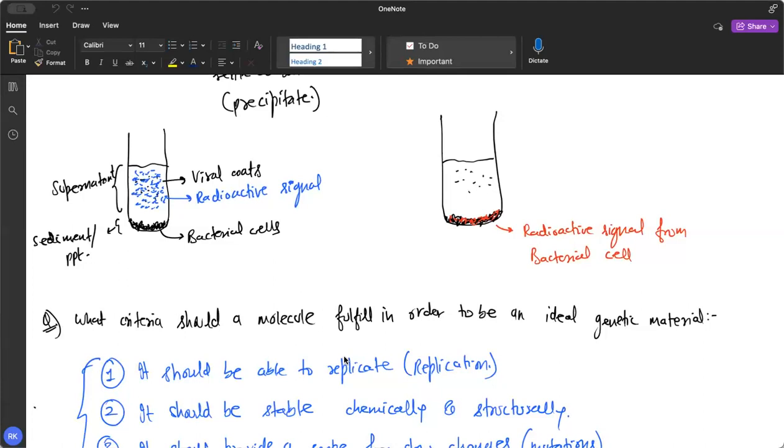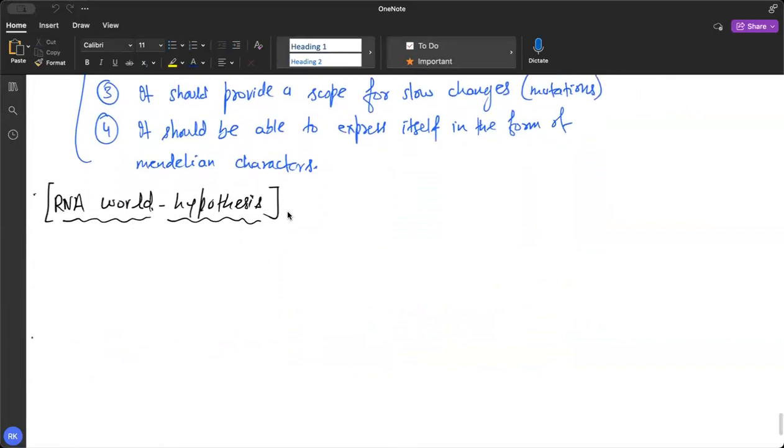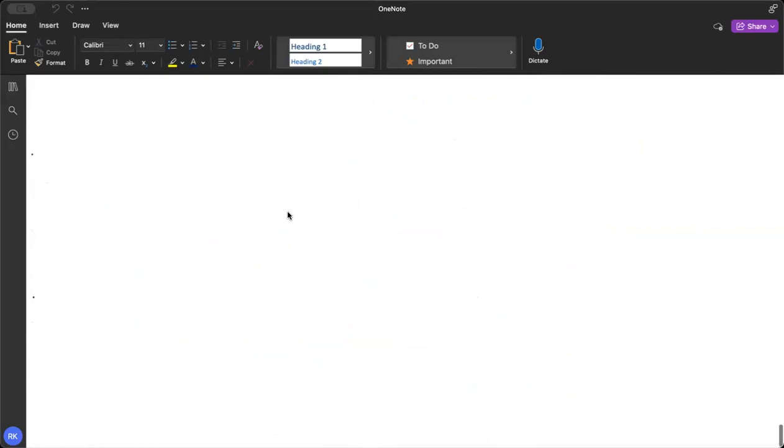So all these experiments in series, I hope is crystal clear, right? Yeah, cool. Now also remember about the RNA world hypothesis and what are the proofs that support it.